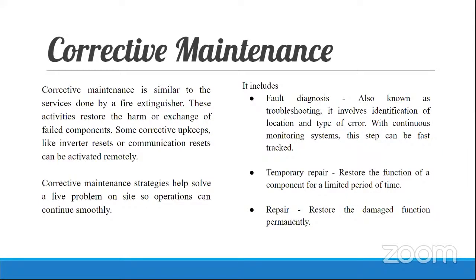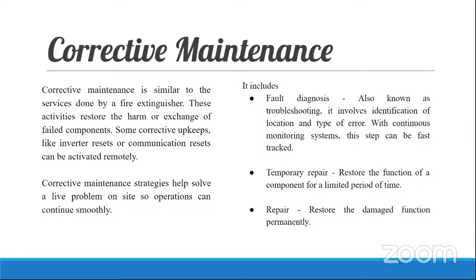The different things that are included in corrective maintenance: the first one is fault diagnosis, also known as troubleshooting. It involves identification of the location and the type of error. With continuous monitoring systems, this step can be fast tracked. The second is temporary repair, wherein we restore the functions of a component for a limited period of time. Then is the repairing, in which we restore the damaged functions permanently.